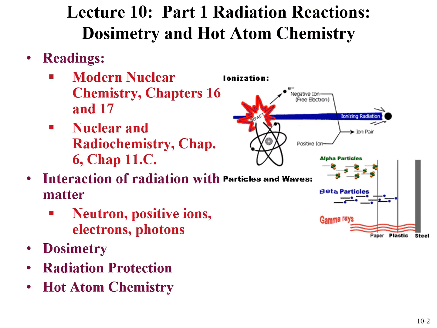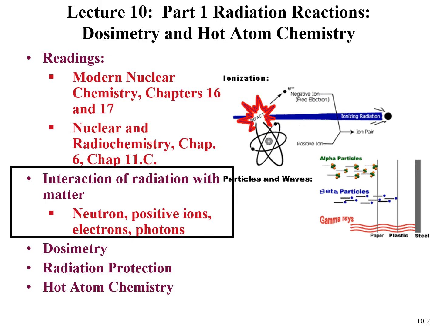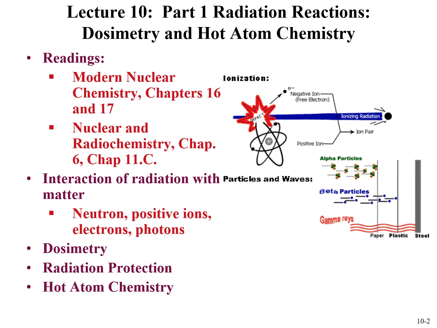The readings for this lecture on radiation reactions can be found in Modern Nuclear Chemistry, Chapters 16 and 17, and Nuclear and Radiochemistry, Chapter 6 and Chapter 11.C. The first part of this lecture is going to cover interactions of radiation with matter. We're going to explore the interactions of neutrons, positive ions, electrons, and photons with matter. Lecture 2 is going to cover dosimetry, radiation protection, and hot atom chemistry.